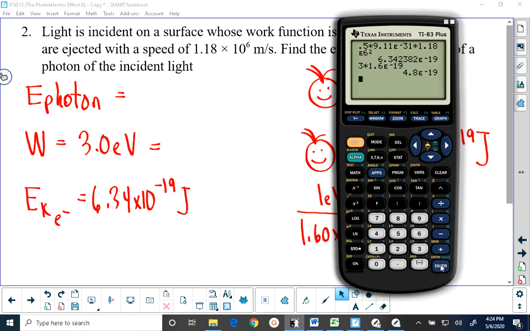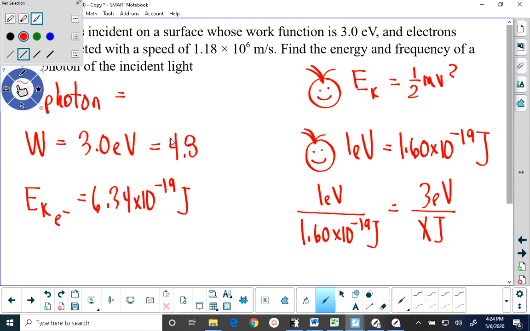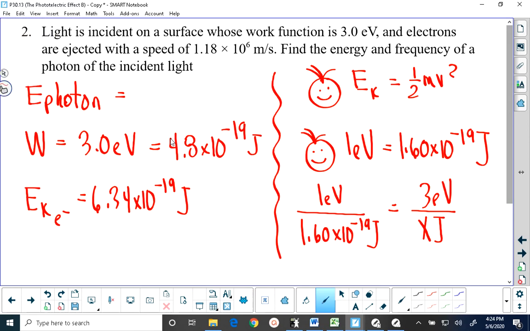And we get 4.8 multiplied by 10 to the negative 19. And now you're really going to have to think. Normally, we're working on finding the kinetic energy of the electron from the other 2 energies. Now we have to work backwards.